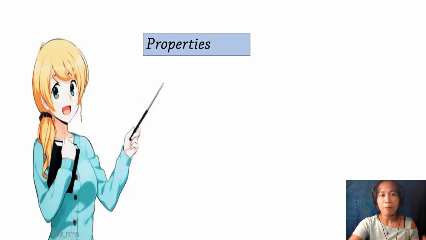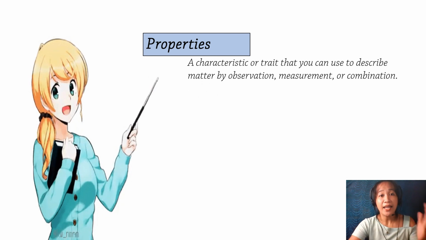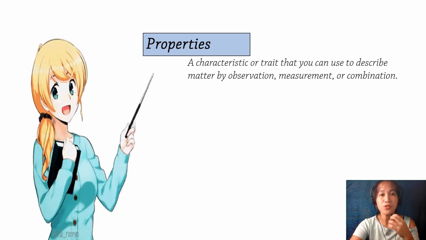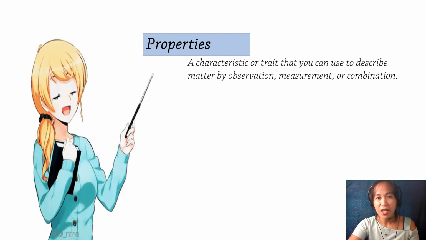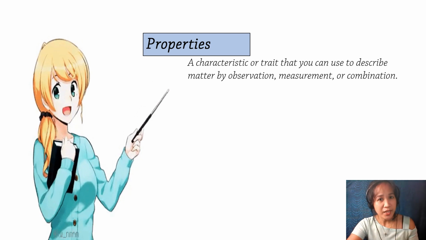So as you were observing each sample of matter in that activity, you were focusing on particular characteristics. And these characteristics that describe a sample of matter are called properties. What is a property? A property is a characteristic or trait that you can use to describe matter by observation, measurement, or combination. So that is why I have there a question, does each sample have a mass? So meaning to say, measurement is one of the characteristics or traits that you can use to describe matter.